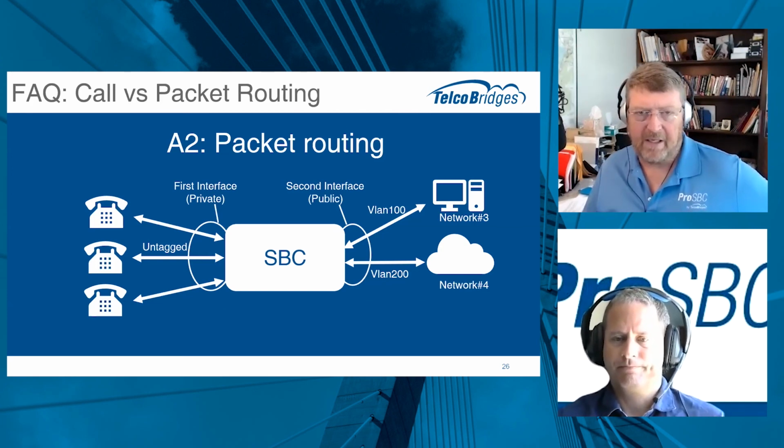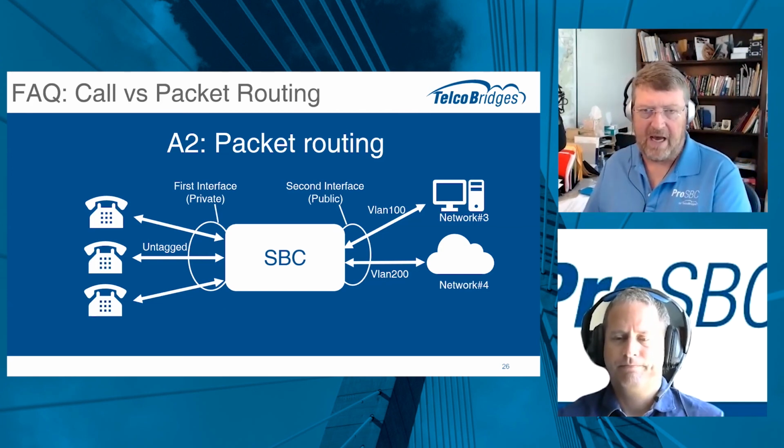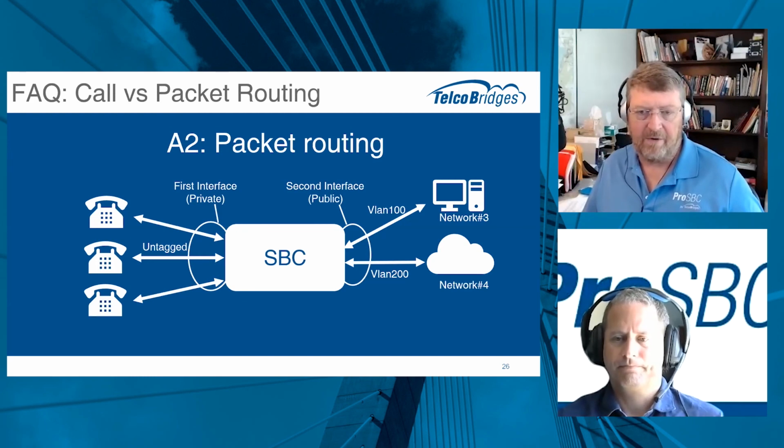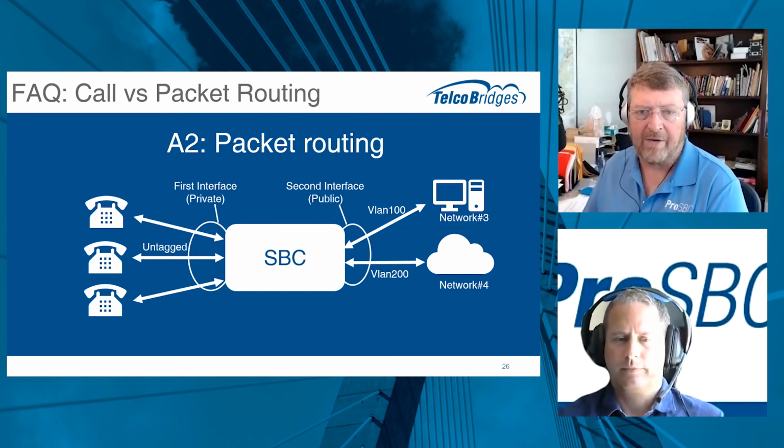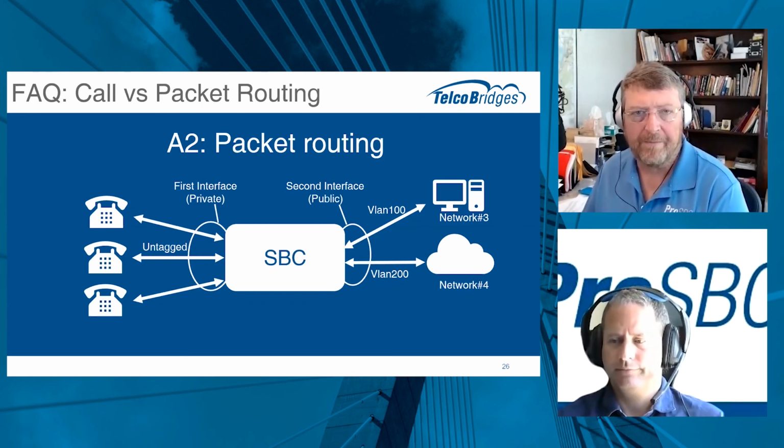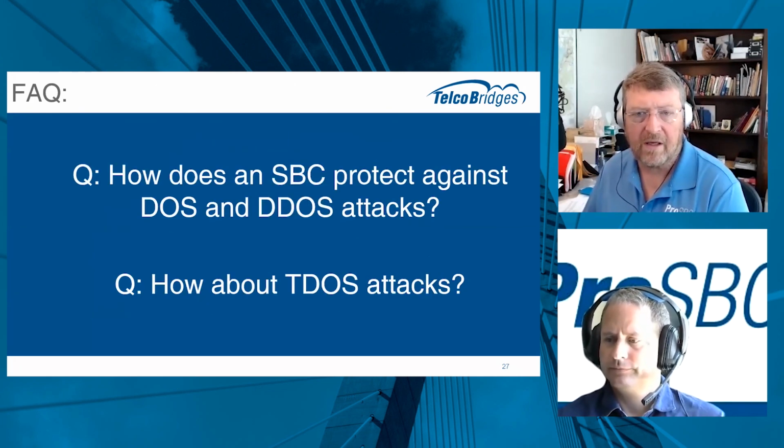So basically, packet routing is like the highway underneath the call routing. It's the transport mechanism, right? And you can think of call routing as being the next layer up, which depends on that packet routing to be able to do its call routing. Correct. Yep. Good. Okay.